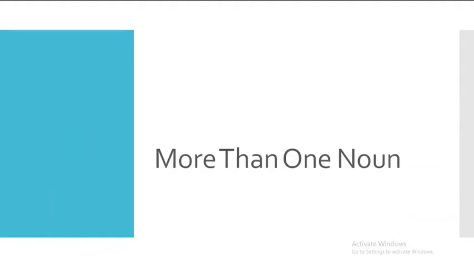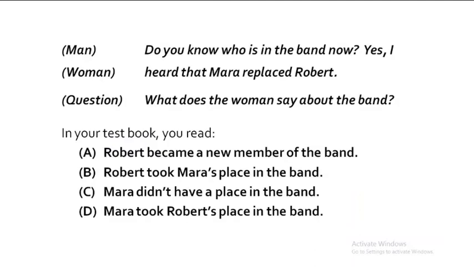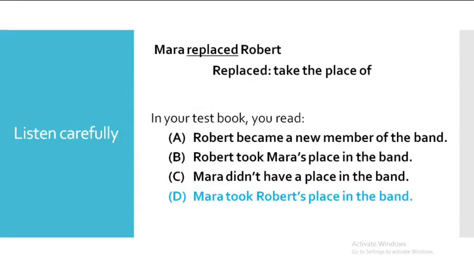Then, about more than one noun. This is the example. The question is, what does the woman say about the band? In a conversation, the woman mentions two names, the noun Mara and Robert. Mara replaced Robert. Using the synonym strategy, replace means took someone or something's place. Here, Mara replaced Robert, so Mara took Robert's place. The answer is D.